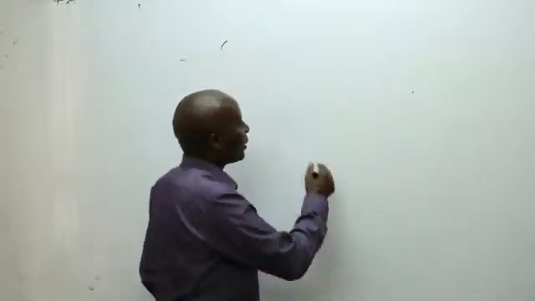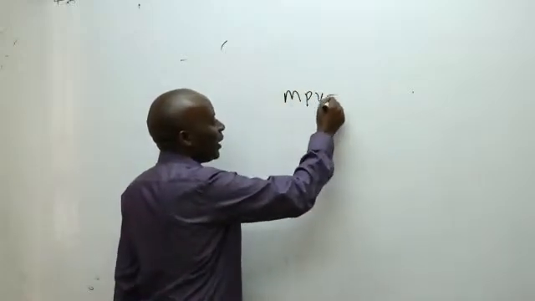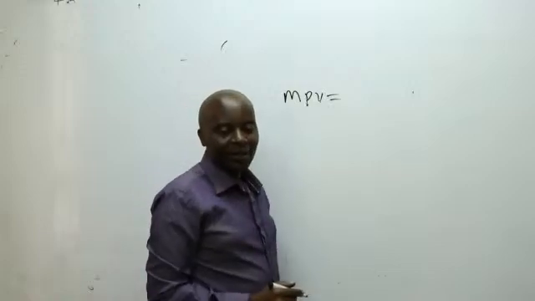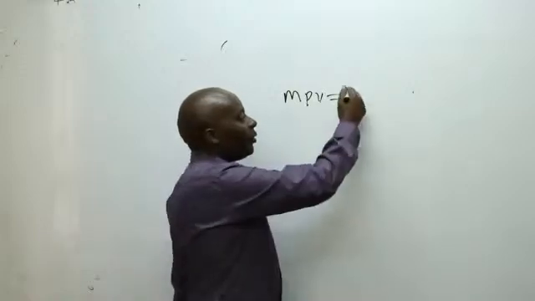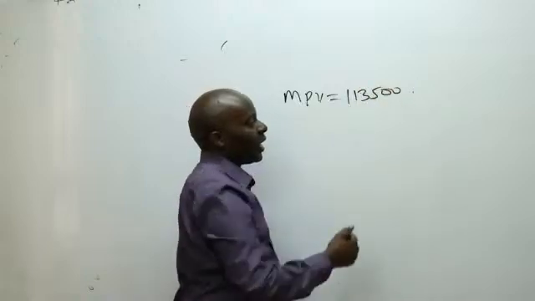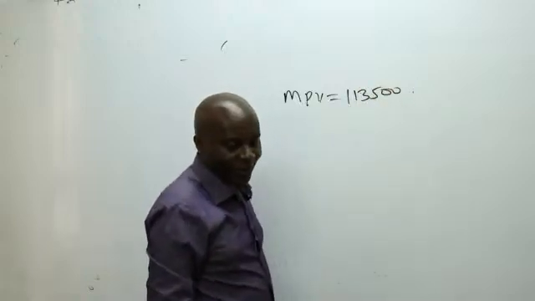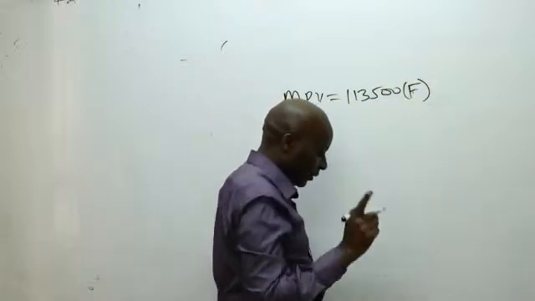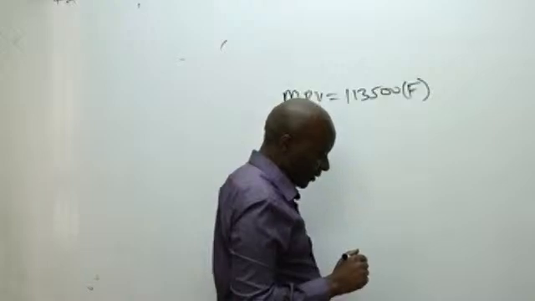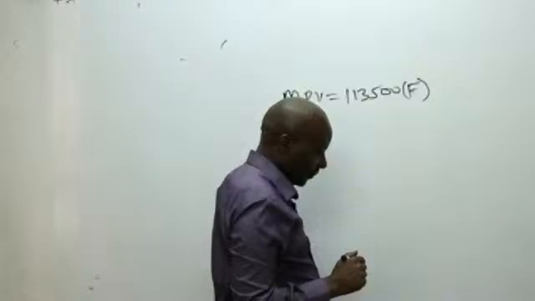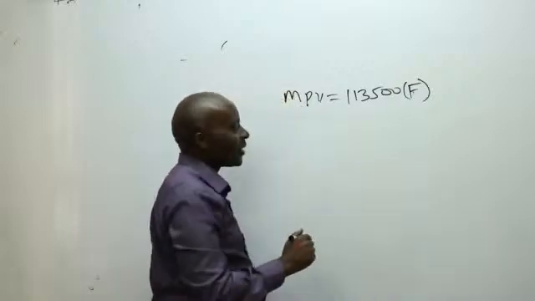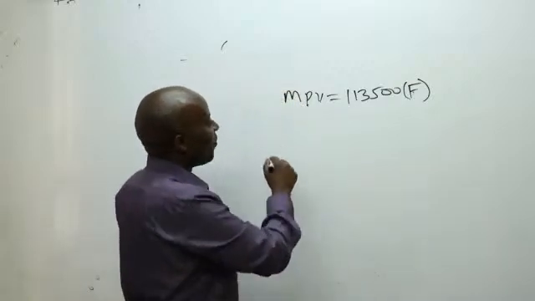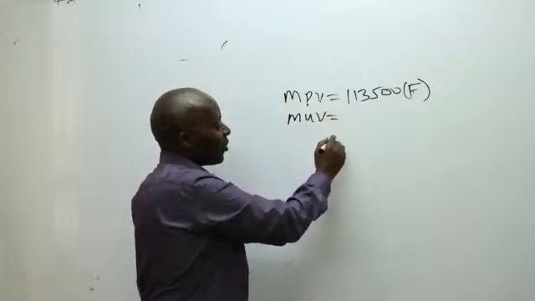The first one that I'm being given is the material price variance, which equals 113,500. Adverse or favorable? Favorable. And the very first student who got this figure goes by which name? Umaima. Umaima got this. Very good. How about the material usage variance?